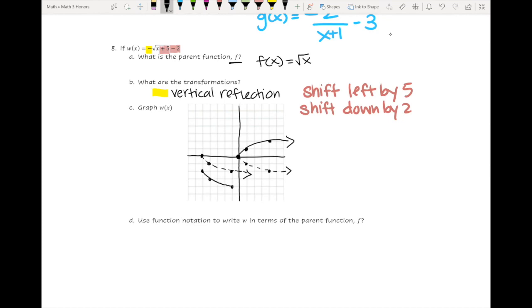Okay, so here is my final graph. I'll even put that in another color here. Okay, and I'm going to get rid of these. Purple one is my final graph. I just was taking it one piece at a time. Here is your final W of X graph.